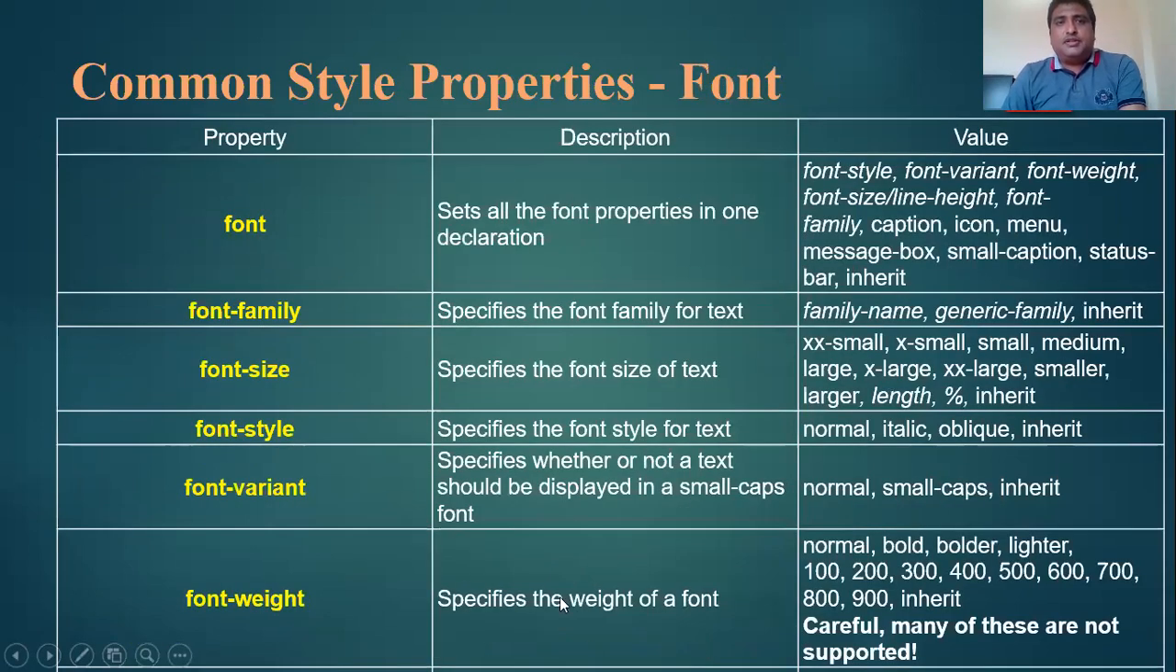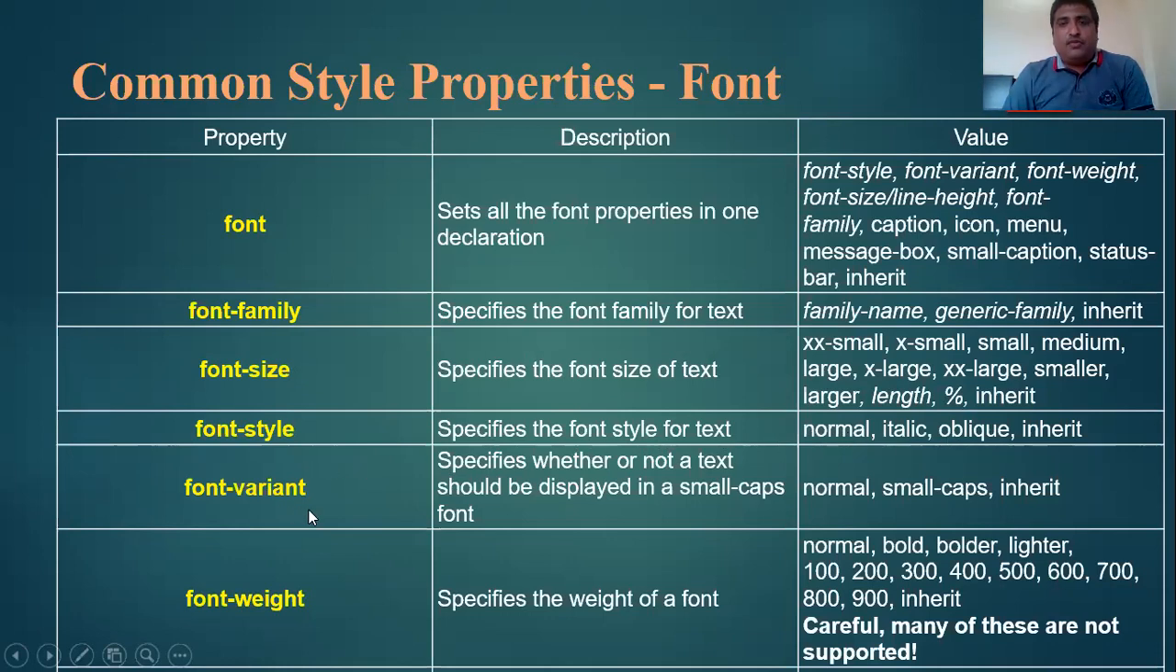Next one is the common properties for the font tag. Style property font: here we specify all the font properties like font style, font size, then font family, etc. Font family: here we specify the font name. The number of fonts available, we specify here, for example, font name Arial, font name Times New Roman. Font size, where we specify the font size, for example 12, 24 in pixels, or we can use percentage also. Then font style, specify the font style, for example normal, italic, inherit.